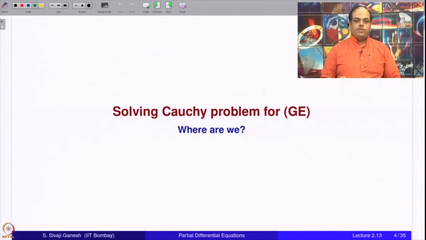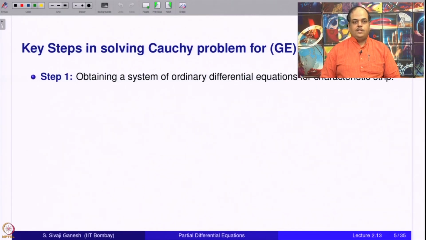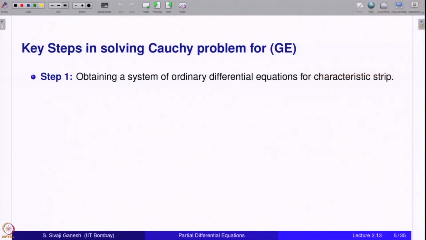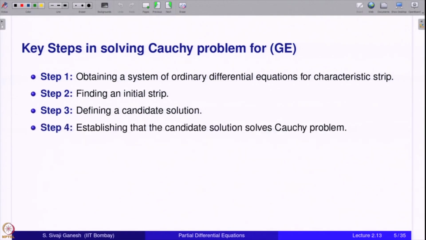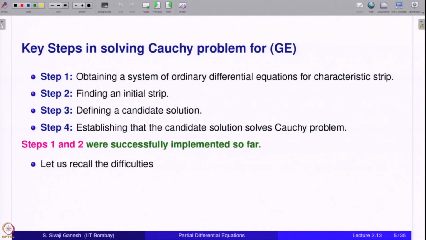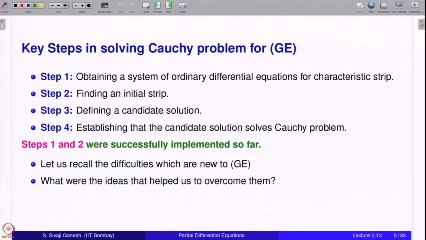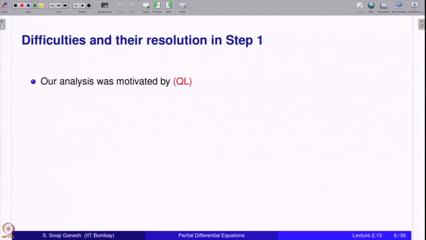Okay, where are we in solving the Cauchy problem? The key steps involved in the solution of the Cauchy problem were identified. Step 1 is to obtain a system of ODEs for the characteristic strip, and step 2 is finding the initial strip. The third one is to define a candidate solution, and the fourth one is establishing that the candidate solution is indeed a solution. So, steps 1 and 2 were successfully implemented so far, and let us recall the difficulties once again which are new to GE when compared to QL, and what are the ideas that helped us to overcome them.